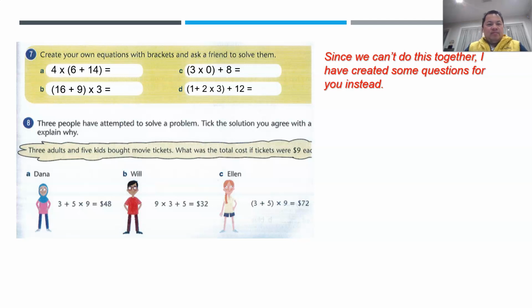And then last but not least, question 8. You have a question there, and you have to find out whether Dana, Will, or Alan is stating correctly. So you have to choose one of them and explain why you agree with that person.